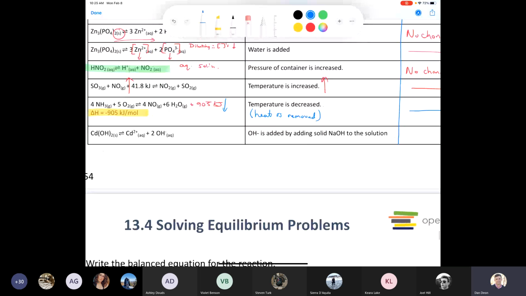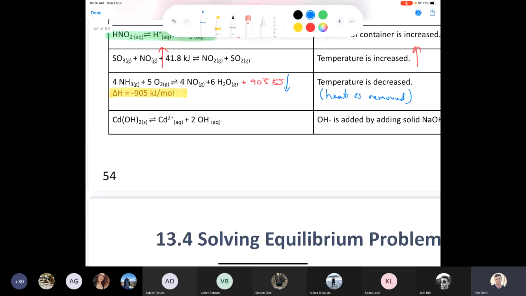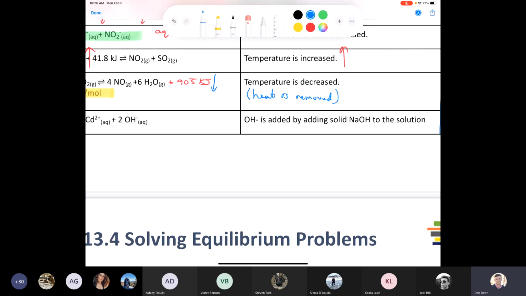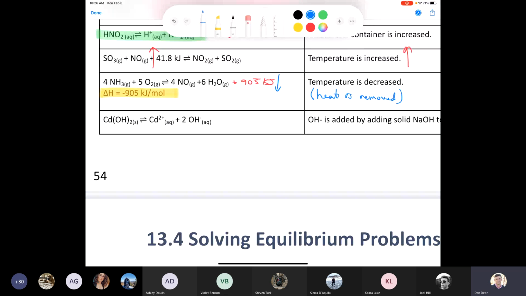And then lastly, let's see here. You have cadmium hydroxide, a solid, in equilibrium with cadmium aqueous 2+ and 2 moles of hydroxide that's aqueous. It says that OH minus hydroxide is added by adding solid sodium hydroxide to the solution. Who could tell me what's going to happen there? Would it shift to the left or to the right? Yeah, it's going to shift towards the reactants.